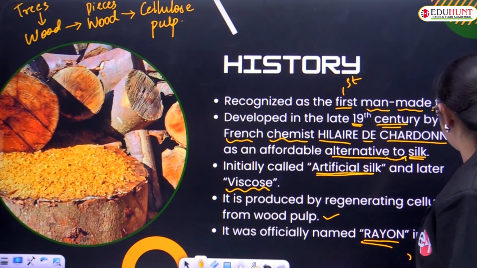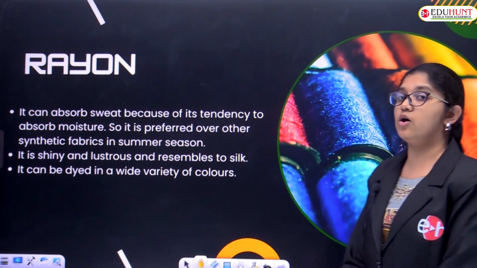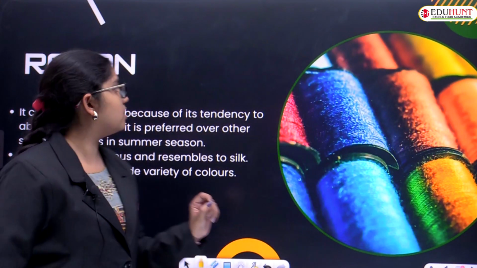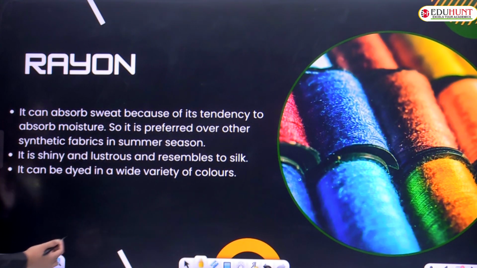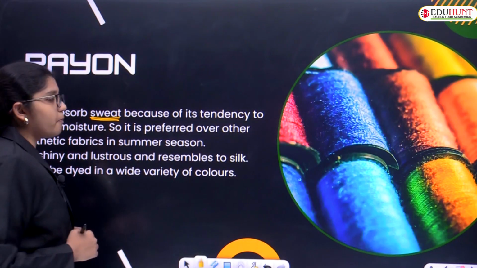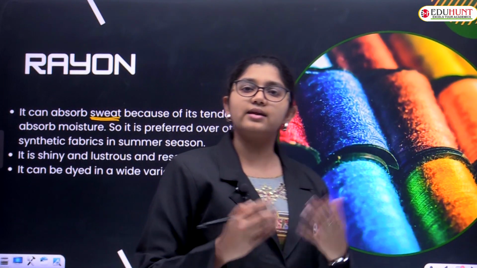Next slide, we'll see what is there. Yeah, it's all about rayon now. We'll discuss what rayon is and what the main properties of rayon are. Okay, children, here we see it can absorb sweat. Rayon has a specific property to absorb sweat because it is a natural fiber.